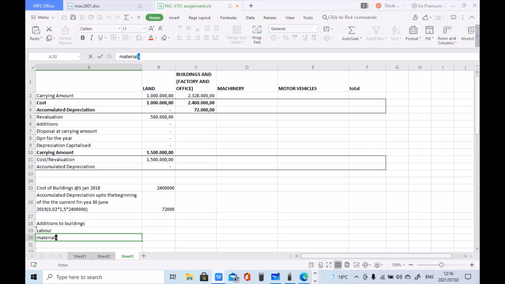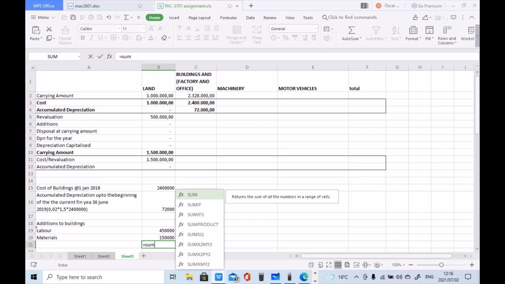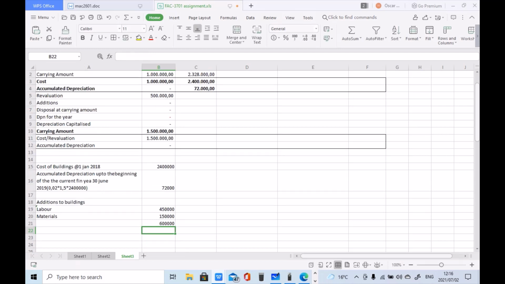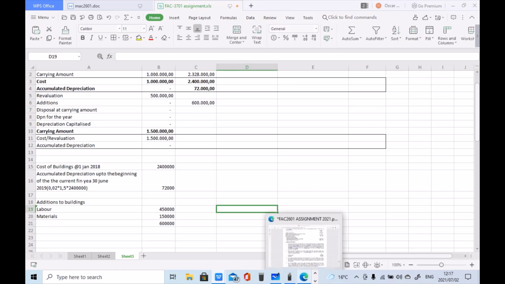So on labor they said the cost is 450,000, so we'll put it there. And then on materials they said 150,000. To make a total, which is the sum of these two, that forms our additions, 600,000. So on additions to buildings, we're going to put the 600,000. But is that all? Let's check what they have to say as well.